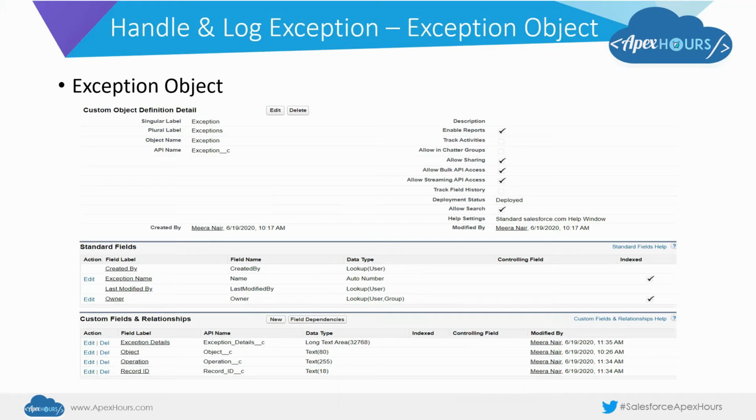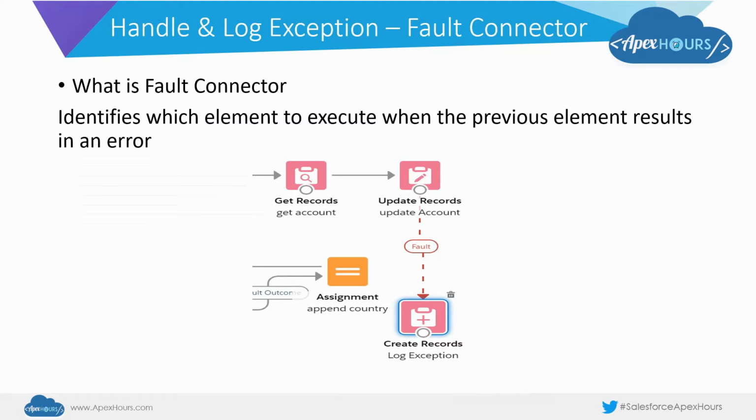For logging exceptions, I have created an exception object, like you can see on the screen. It contains just a few fields only: exception details, object, which holds on which object the exception happened, the operation type, and the record ID for which the exception happened. Now let us see how to handle the exception using a fault connector.